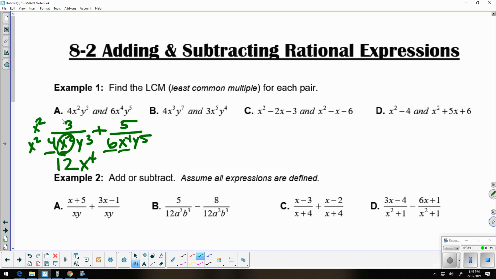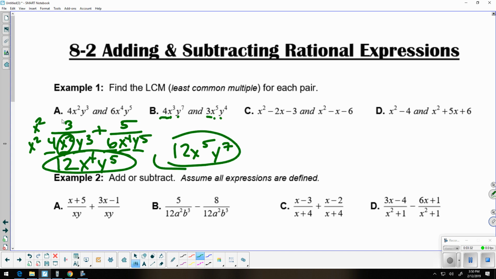And then the same thing with the y's. I have 3 y's and then 5. I need the higher of the two. I need y to the fifth. So that would be my LCM. Okay, same thing for b. Get your LCM between 4 and 3. That'd be 12 again. Looking at my x's, 3 and 5, I want the bigger, so x the fifth. Y's, I need the bigger, which is y the seventh. That would be my LCM.